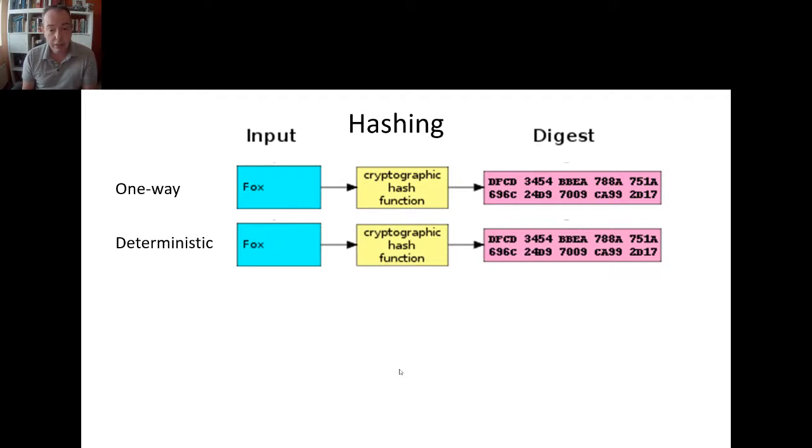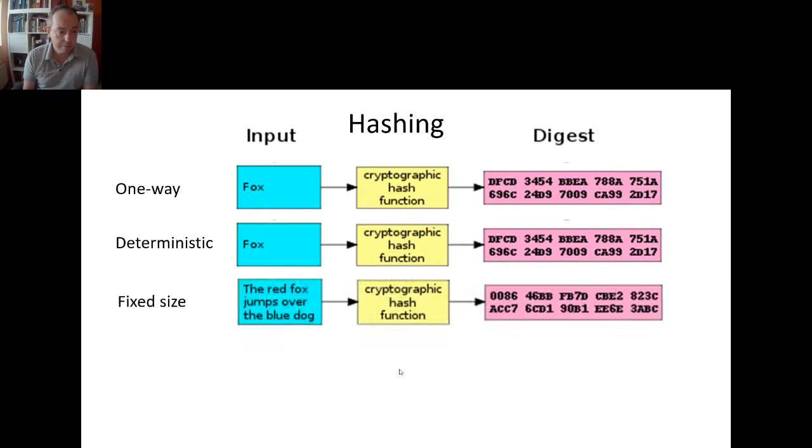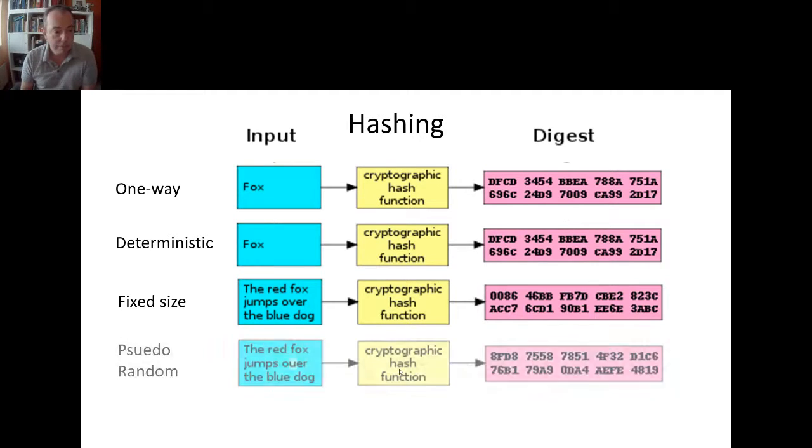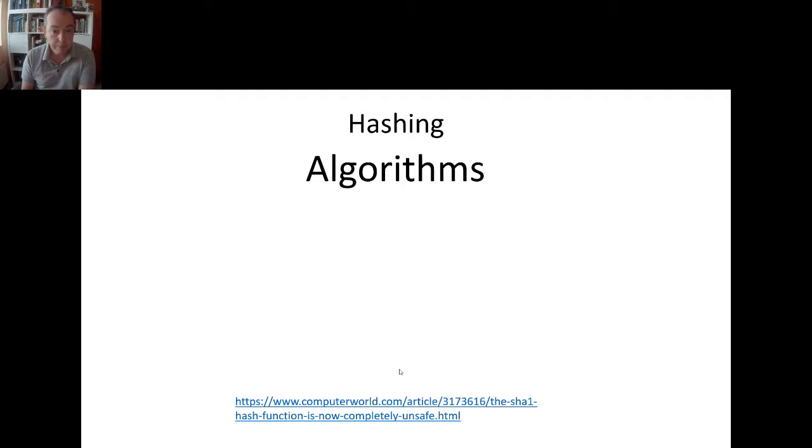It's deterministic. If you put in the same piece of data, out comes the exact same digest. It's fixed size. No matter how big your data is, the digest is always the same size, depending on the type of hash function you use, of course. It's pseudo-random. For example, I've changed one character here, a V to a U, and out comes a completely different digest. So there's no way to see a pattern in this. That's really important, for example, in Bitcoin mining, which we're going to look at in a moment.